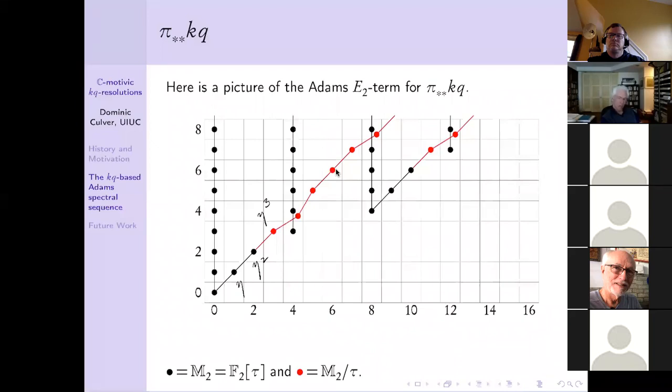Now, a priori from this, it looks like maybe there could be some Adams differentials, but Adams differentials actually preserve the motivic weight, and so for degree reasons, there actually can't be any Adams differentials. So this is also the E infinity term.